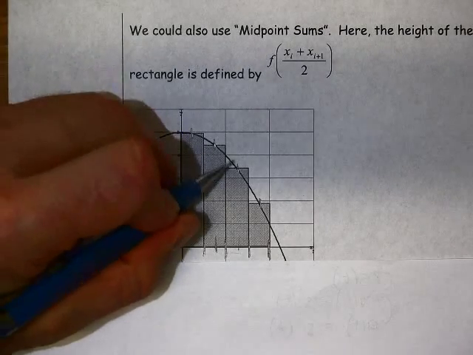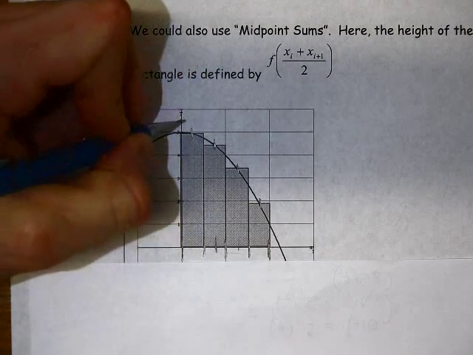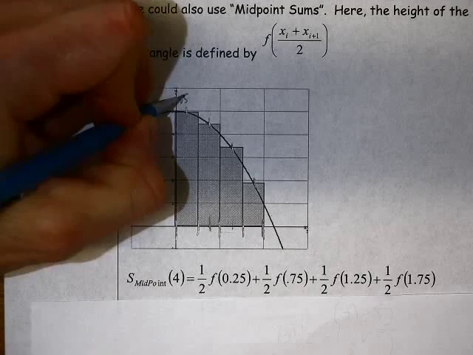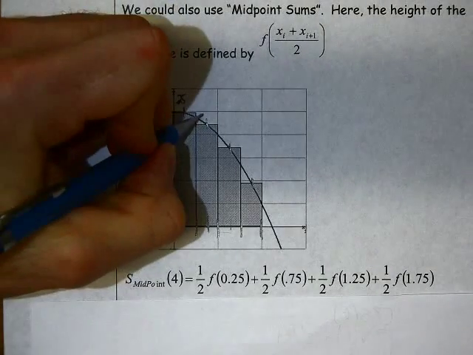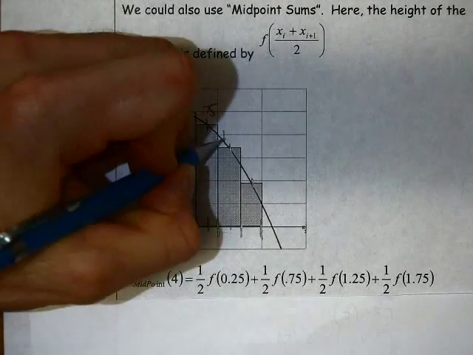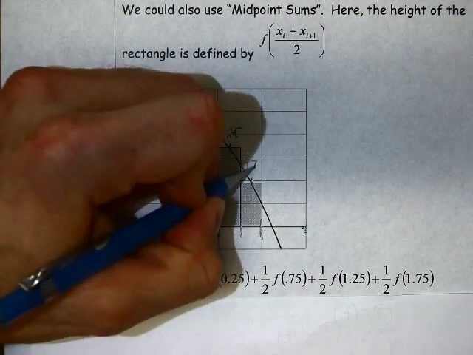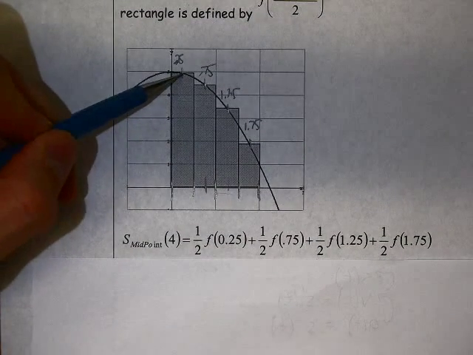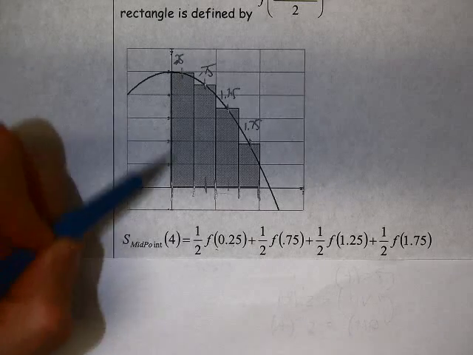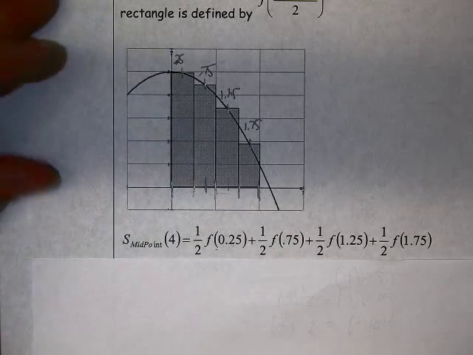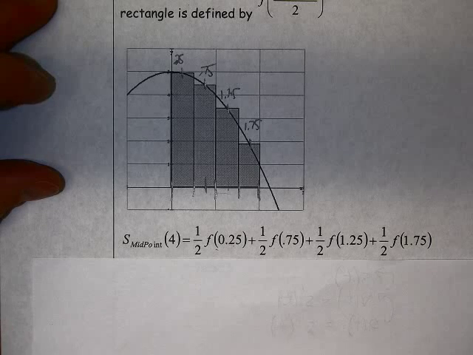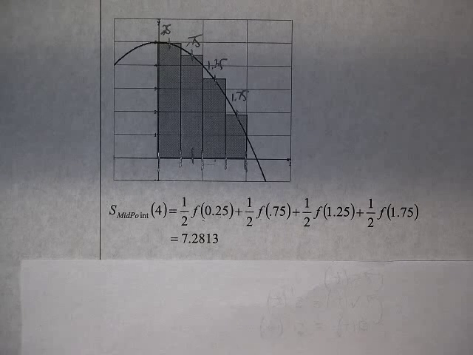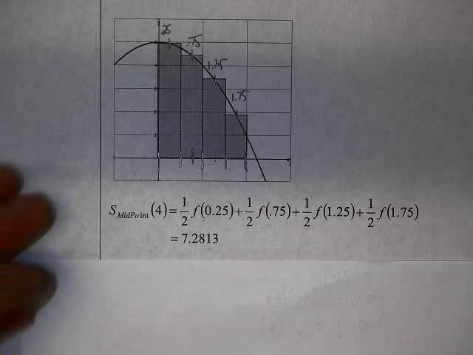So you can see that the x values where these heights are defined are not 0 or 0.5, but 0.25, 0.75, 1.25, and 1.75. Those are the x values in this case which define our height. So f of 0.25 defines the height of our first rectangle, f of 0.75 defines the height of our second, and so on. And when we add up those values, we get 7.2813. That's our midpoint sum.